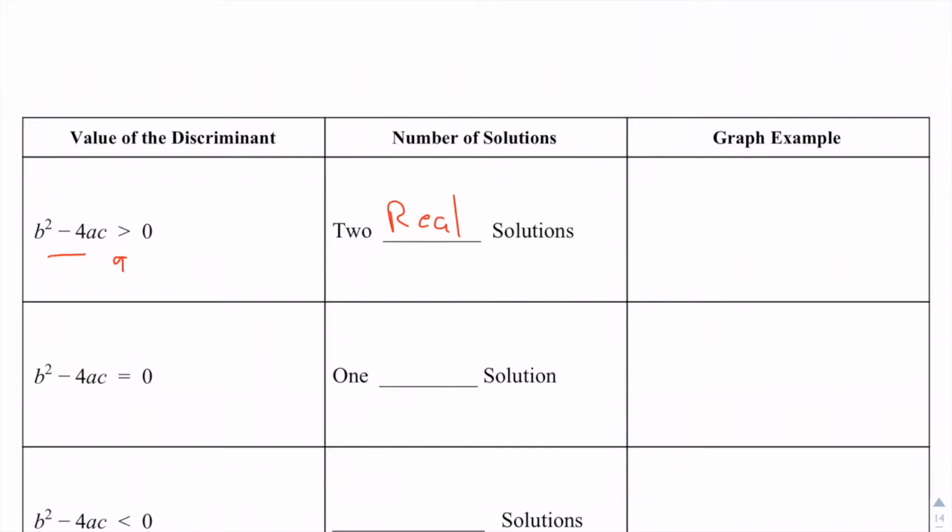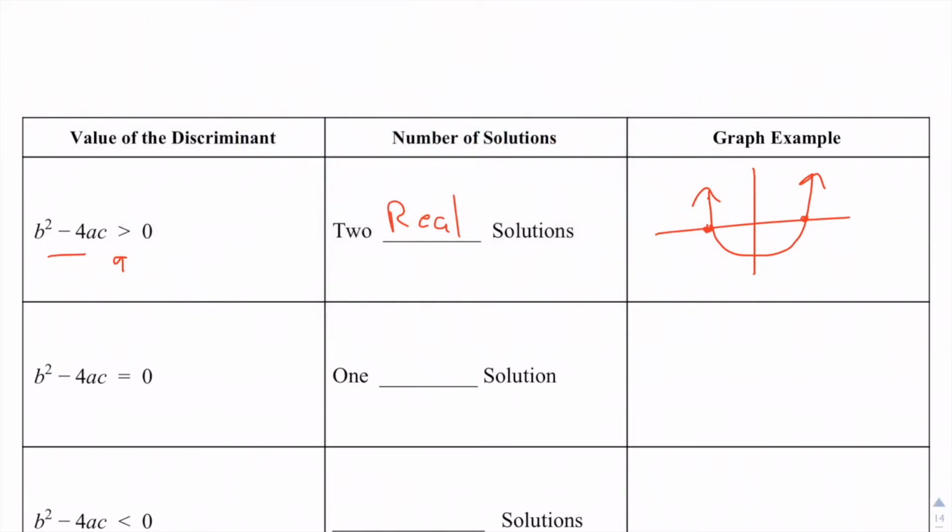Now the great thing about real solutions is real solutions are also x-intercepts. So when you see a parabola, this is an example of the graph. Real solutions are roots and zeros, whatever you want to call them, but they're also the x-intercepts. So that's one cool thing that the discriminant tells us.